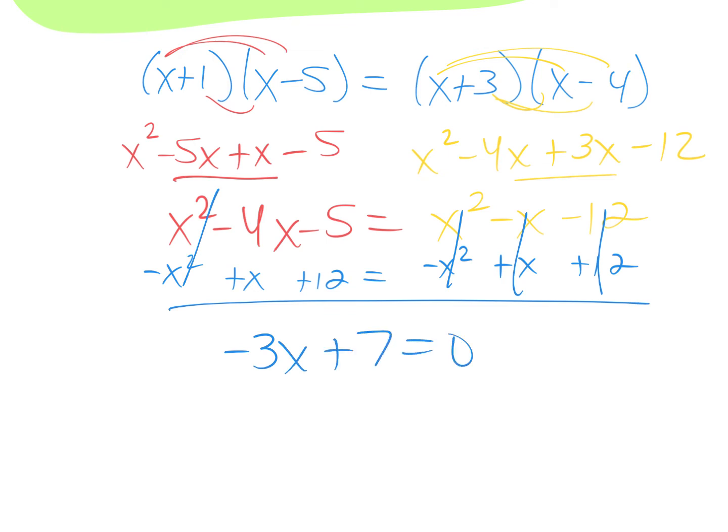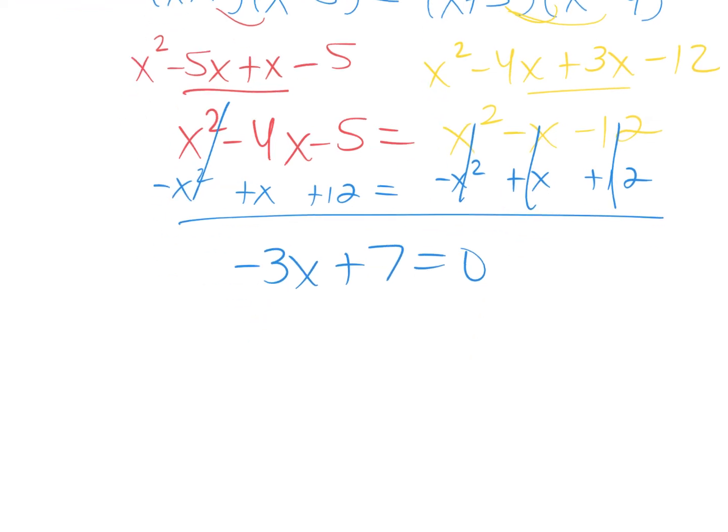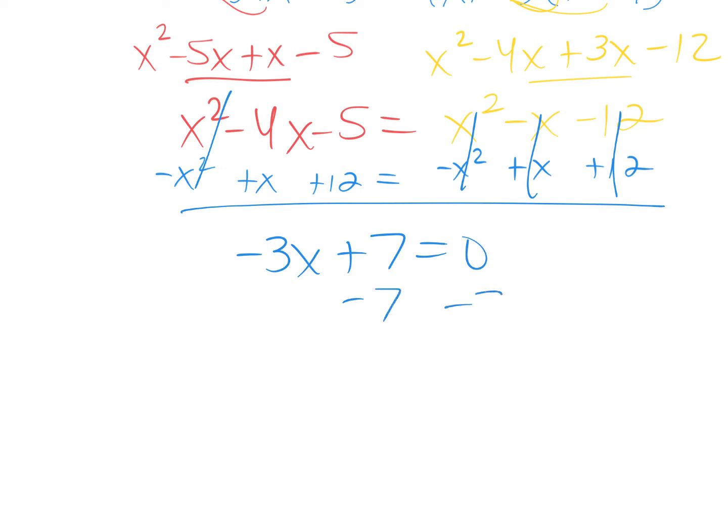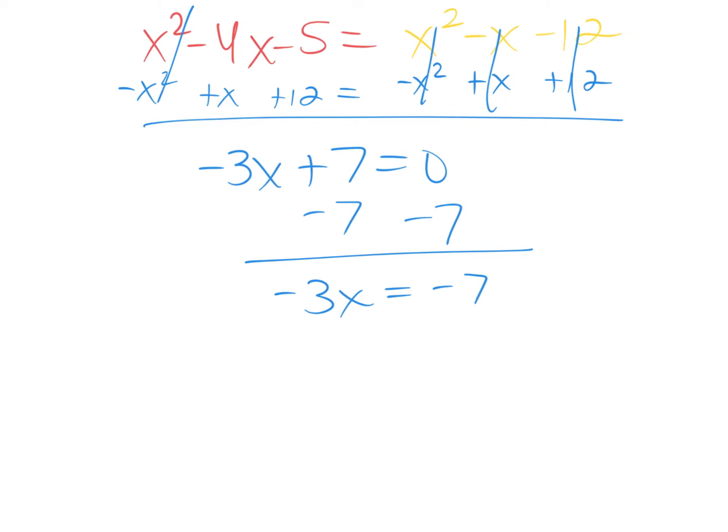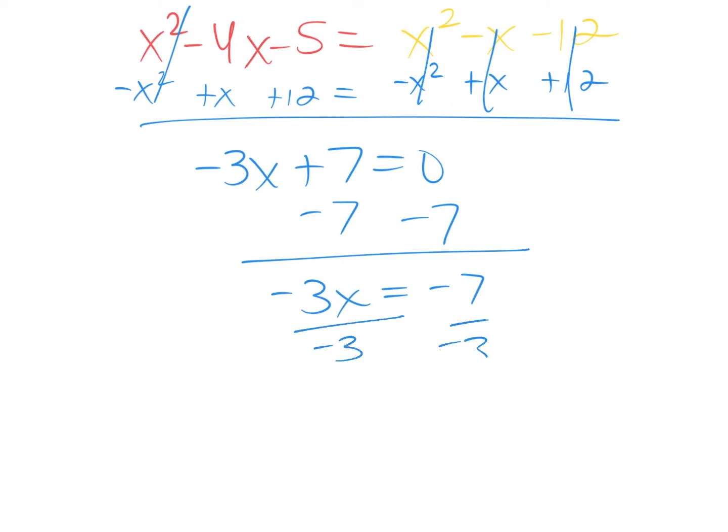This no longer is a quadratic. This just means I don't have 2 answers anymore. I have how many? 1. So what would I do? Solve it. Subtract 7. So negative 3x equals negative 7. Divide by negative 3, and you guys get x equals 7 over 3.